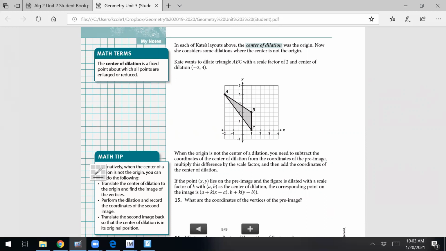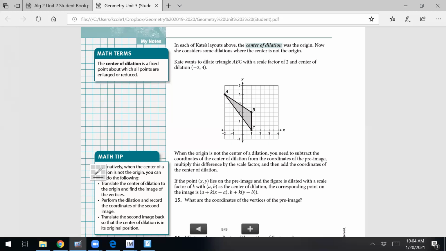It says here that in each of Kate's layouts above, the center of dilation is the origin. Now she considers some dilations where the center is not the origin. Kate wants to dilate the triangle ABC with a scale factor of 2 and a center of dilation at -2, 4. Okay, so she's identified the point that she wants to use as -2, 4. That's not going to change. Everything else around it is going to change. That point is going to stay the same. And our scale factor is 2. So if my scale factor is 2, what's going to happen to my image?